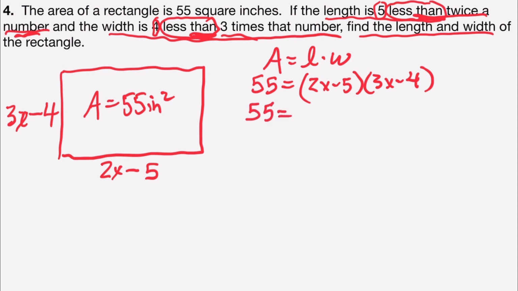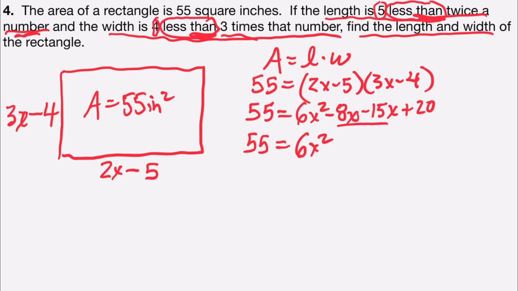55 equals 2x times 3x is 6x squared. 2x times negative 4 is negative 8x. Negative 5 times 3x is negative 15x. And negative 5 times negative 4 is positive 20. I have like terms in the middle, so 55 will equal 6x squared, negative 8x minus 15x is negative 23x, plus 20.